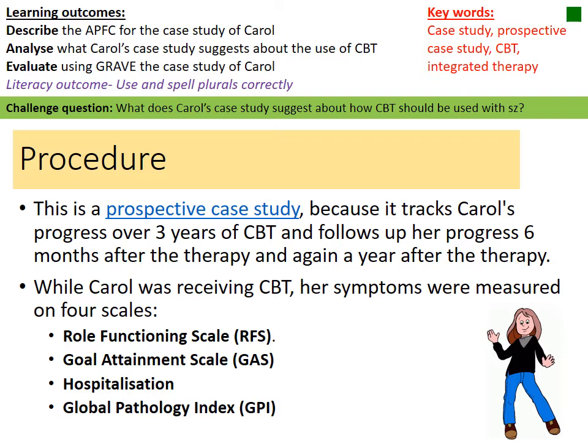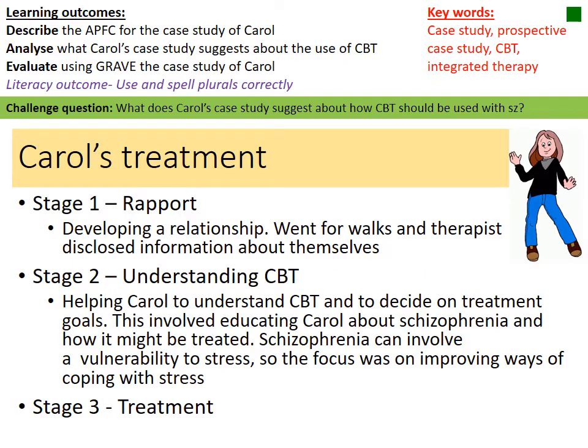Hospitalizations were measured by the number of times Carol was admitted back to hospital, and the progress of symptoms was measured using the Global Pathology Index, which is an 8-point scale ranking how severe the symptoms of schizophrenia are. Carol's baseline score of 7 indicated severe problems, such as inappropriate mood, hallucinations, delusions, impaired judgment, disorganized thinking, and an inability to care for herself. Now, this is a prospective case study because it tracks Carol's progress over 3 years of CBT and then follows up with her 6 months after the therapy and then a year after the therapy again.